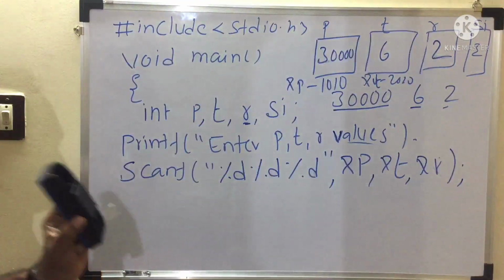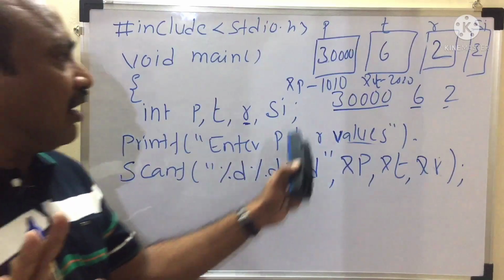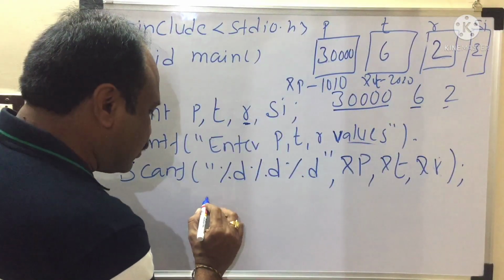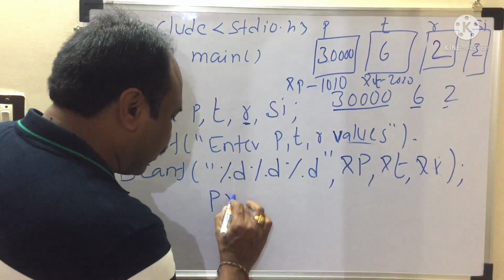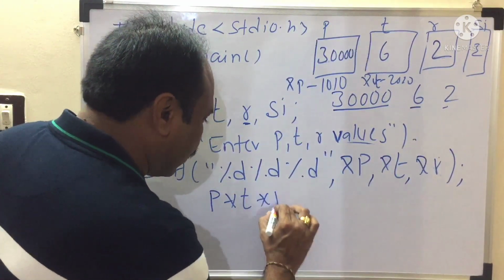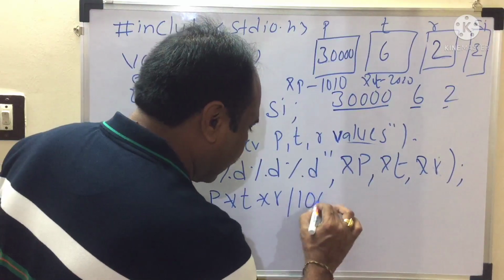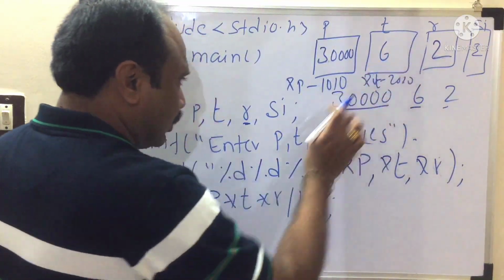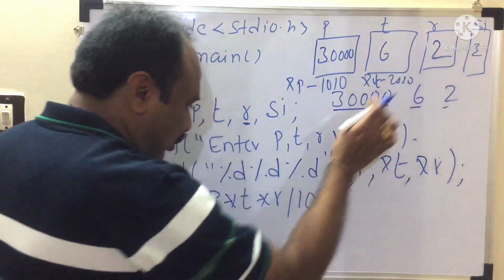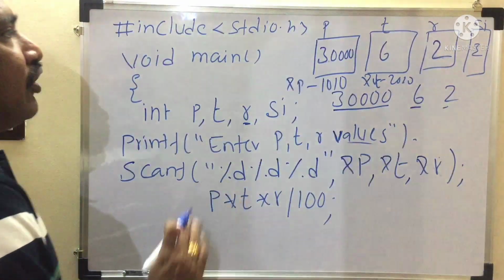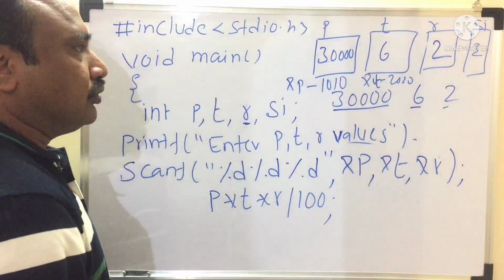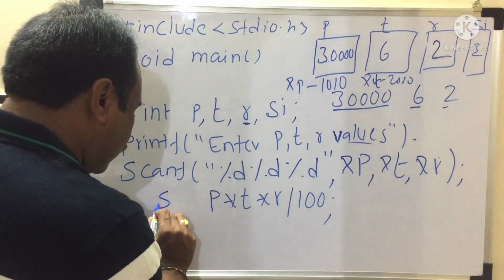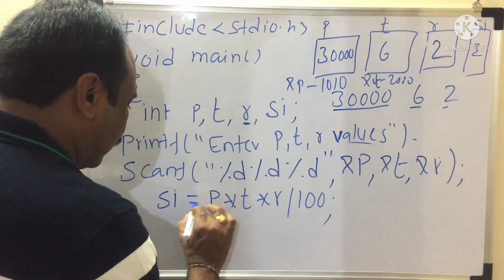We don't enter the SI value. It will take the P value, T value, and R value. Using those values, it will calculate simple interest, P into T into R divided by 100. It will substitute the P value 30,000, the T value 6, and the R value 2. You will get some value. Where do I have to store it? I am using SI equal to.